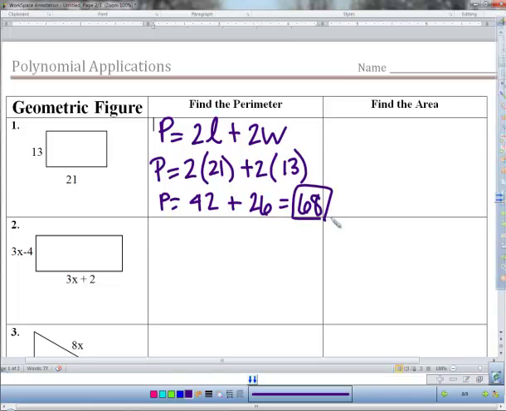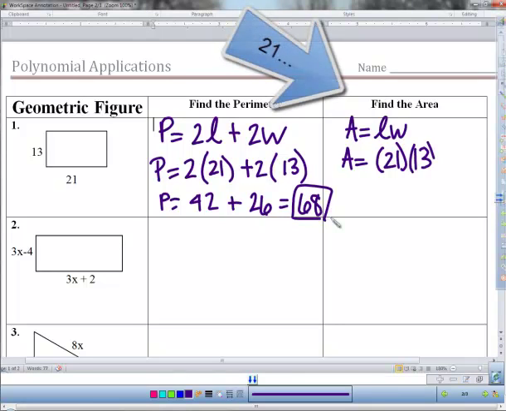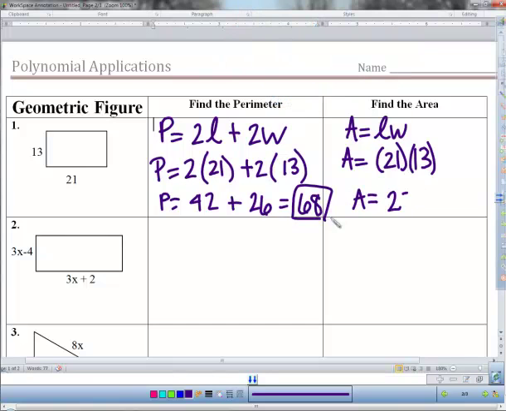When we are finding the area, we have area is equal to length times width. So area equals my length, which is 21, times width, which is 13. So when I multiply 21 times 13, I get my area is equal to 273. Now we're going to take that and apply it to this next one that has some polynomials in it.